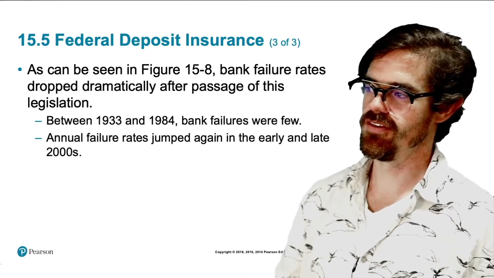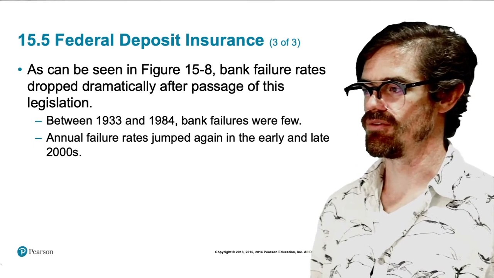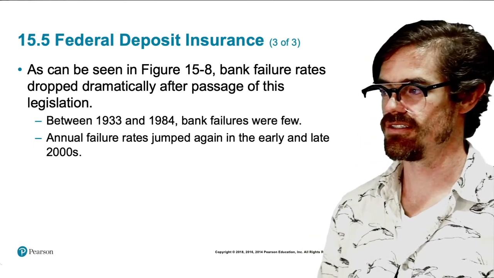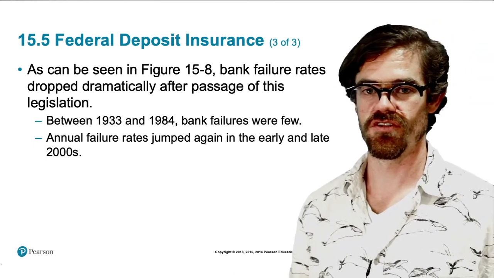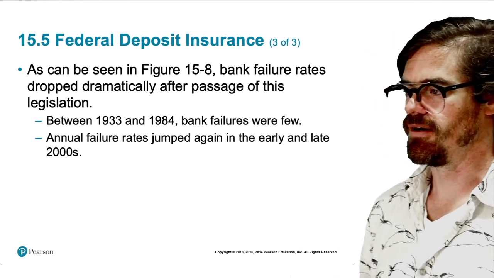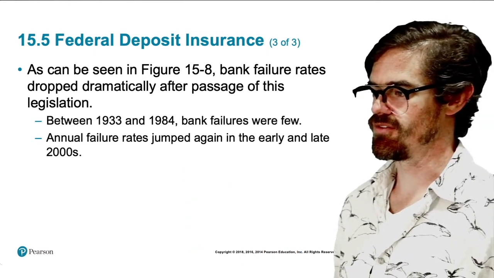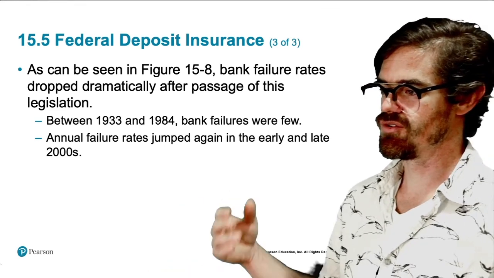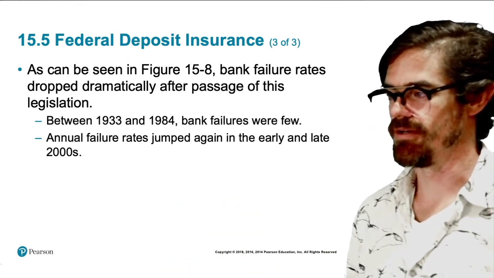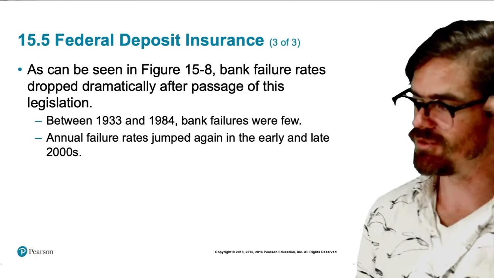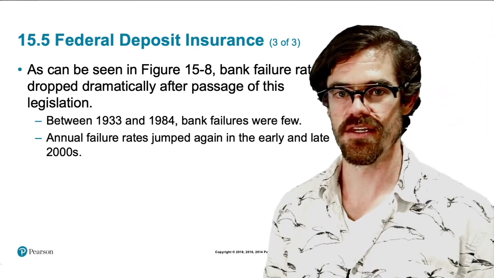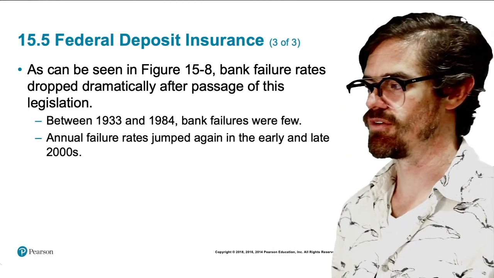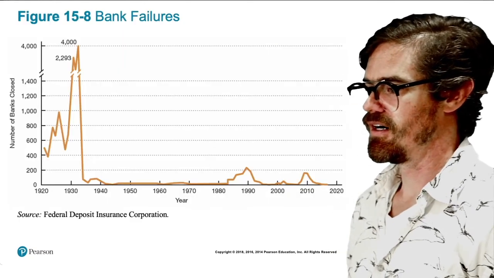All right, so in the next figure, we're going to see that bank failure rates have dropped dramatically since the passage of the legislation for FDIC. Between 1933 and 1984, there were very few bank failures, but then it sort of jumped, actually, again in the early and late 2000s, which is probably also part of the reason they increased it from $100,000 to $250,000. All right, so here we go.